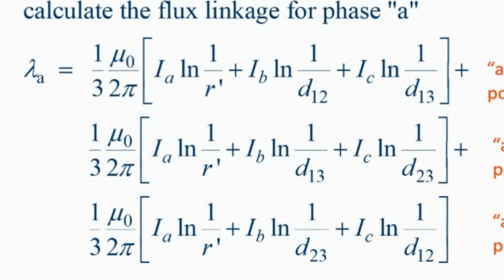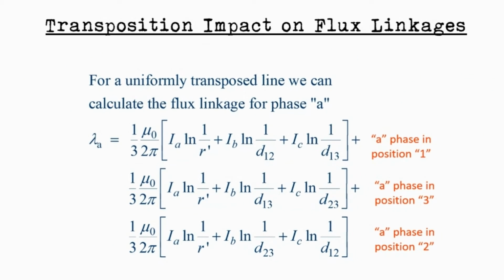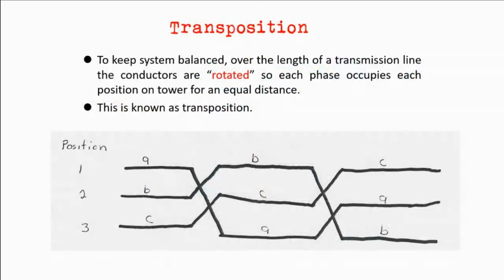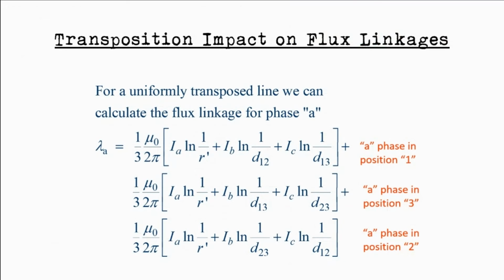First one, which will be the same, R dash will be the same for all of them. All the rows will have 1/R'. But the distances will be different. First one, the conductor will be D12, D13. This is based on position number 1. Now phase A has distances D12 and D13 in position number 1. When it switched to number 3, the distances will be different. It will be D13, D23. And in the third one, the same procedure. The phase A is in position 2.